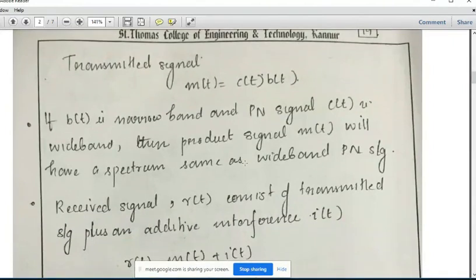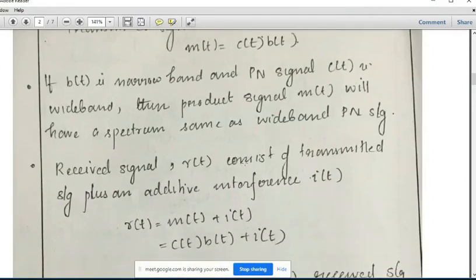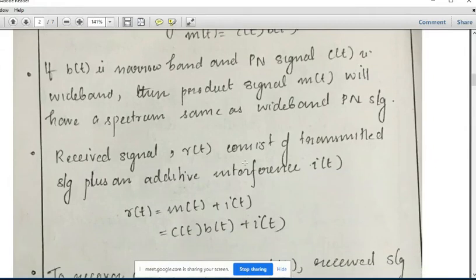Now the received signal r(t) consists of the transmitted signal plus additive interference, that is i(t). As we have already seen, the received signal is r(t). So the received signal now has m(t) plus some interference also. The transmitted signal was m(t), which was transmitted through a channel which has some interference i(t). So this interference gets added up with the transmitted signal.